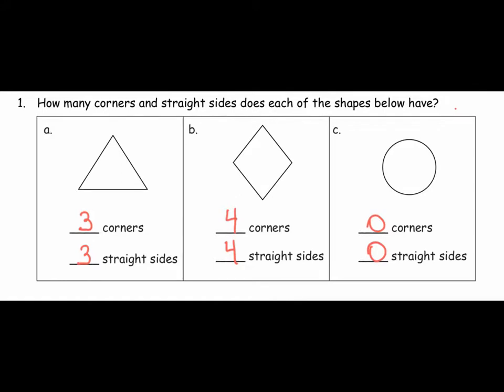So for A, we have a triangle, and by looking at it, it has 3 corners, so 1, 2, 3, and 3 straight sides, 1, 2, 3. For B, we have a rhombus, and let's count the corners. We have 1, 2, 3, 4, and 4 straight sides, 1, 2, 3, 4. And lastly, in C, we have a circle, and circles do not have any corners or any straight sides, so we put 0 there.